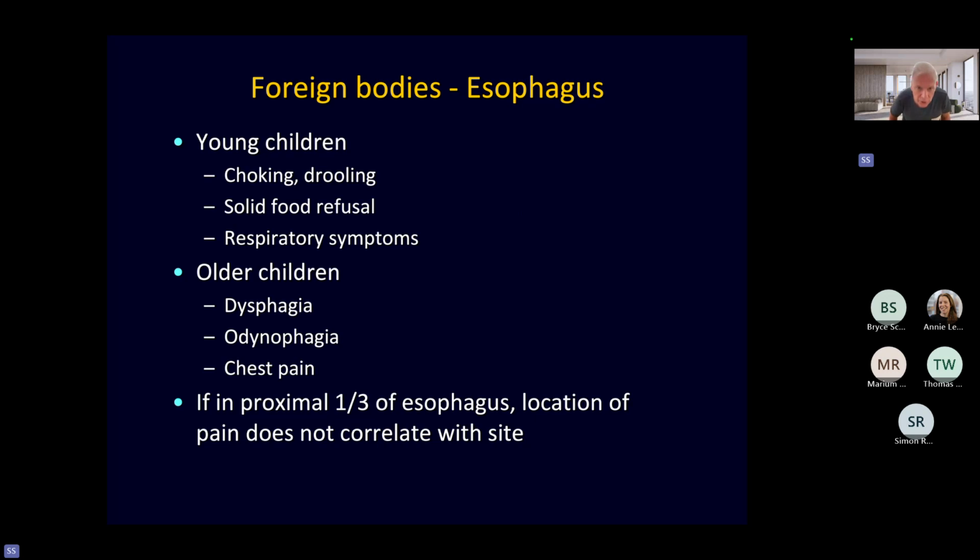In young children who have esophageal foreign bodies, it's not uncommon for them to have choking, drooling, or just solid food refusal. An esophageal foreign body can also induce respiratory symptoms reflexively, so they can actually come in wheezing even if the foreign body's in the esophagus. In older children, dysphagia, odynophagia, and chest pain would be the more common symptoms.